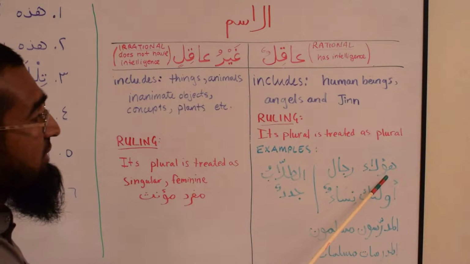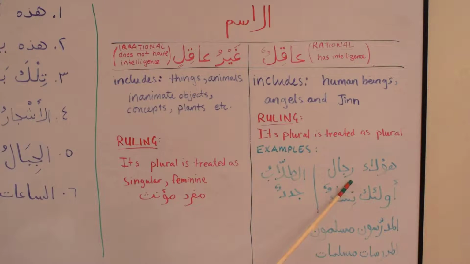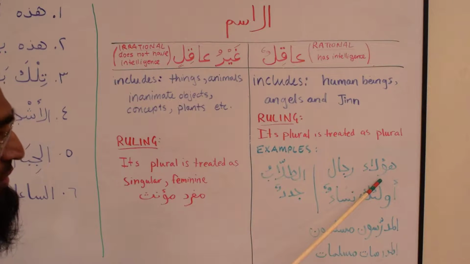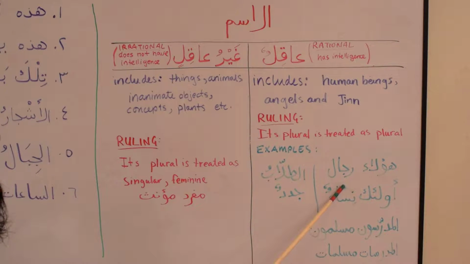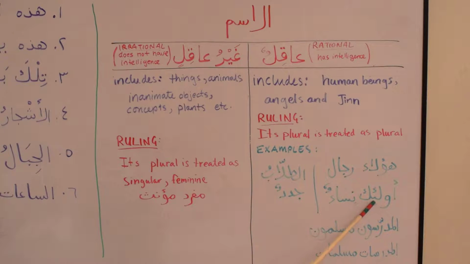For instance, here are some examples. هؤلاء رجال. These are men. هؤلاء is plural in its complete sense. Likewise, رجال is plural in its complete sense. أولئك نساء. Those are women. These words are both plural.